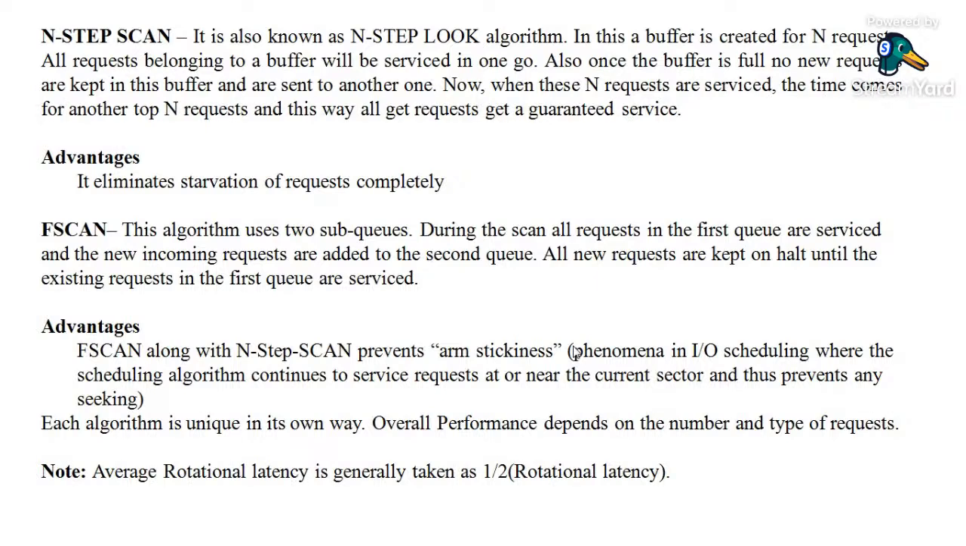What is the major advantage? F-scan along with n-step scan prevents arm stickiness, the phenomenon in input-output scheduling where the scheduling algorithm continues to service requests at or near the current sector and thus prevents any seeking. Each algorithm is unique in its own way. Overall performance depends upon the number and the type of the requests. So, hope that you have understood the concept of the F-scan algorithm, and just note down this thing: average rotational latency is generally taken as half of the rotational latency.